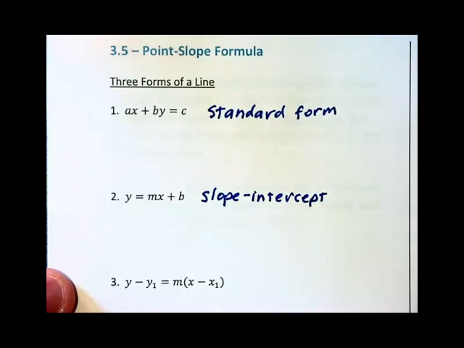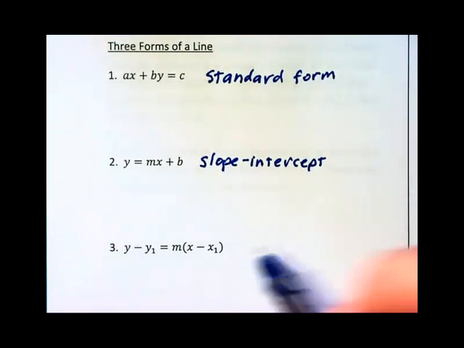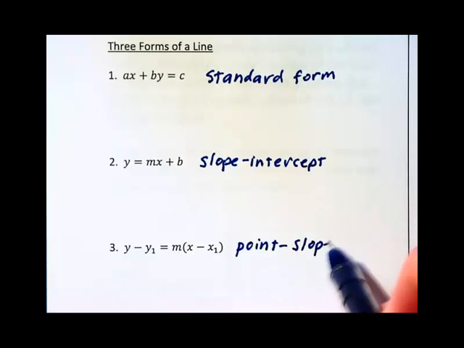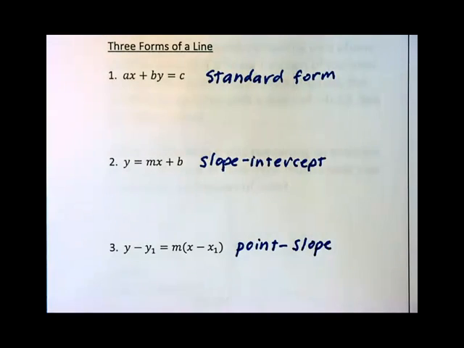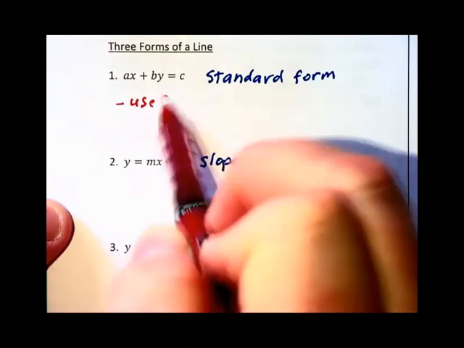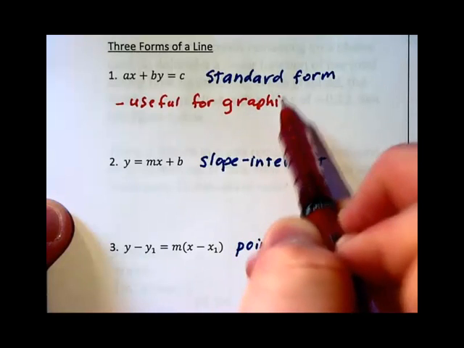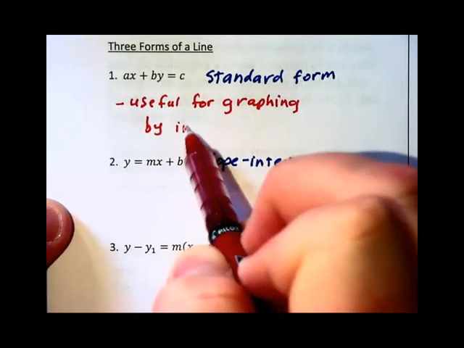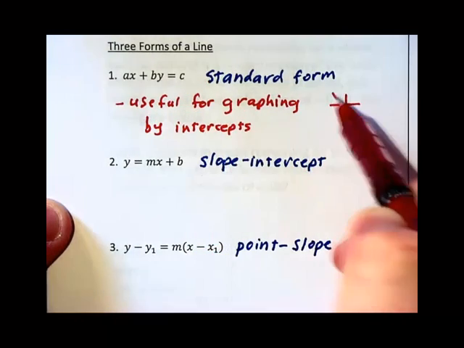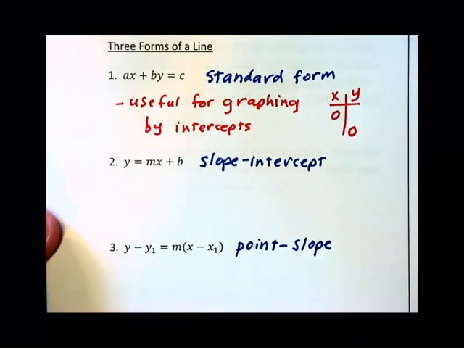And the third one here is the new one, which I'm teaching you right now, which is known as the point-slope form of a line. Point-slope. Okay, each of these have their uses. The standard form, I'm going to say, is useful for graphing by intercepts. And to remind you of that, I'm going to just draw a quickie little sketch here of an XY chart with 0 as the input for x and then 0 as the input for y.